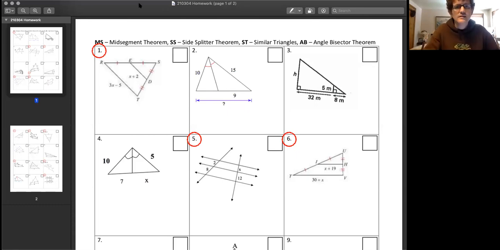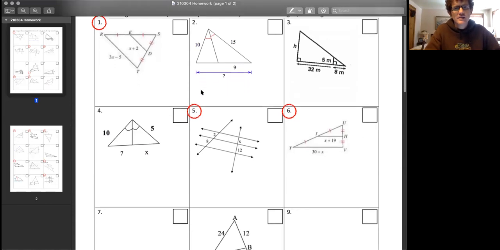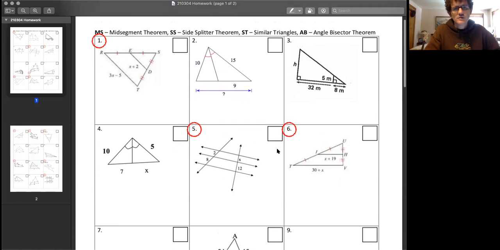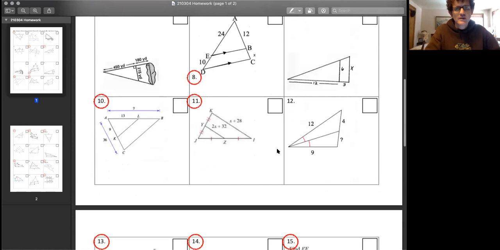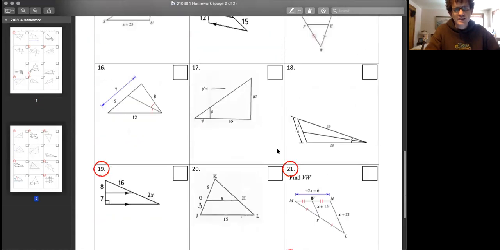So what we've got, I'm just going to get a couple things ready. All right, there we are. So what we've got is a mix, and notice that there are certain problems that are circled and certain ones that are not. Just ignore anything that's not circled. And there are 12 problems as part of this tonight.